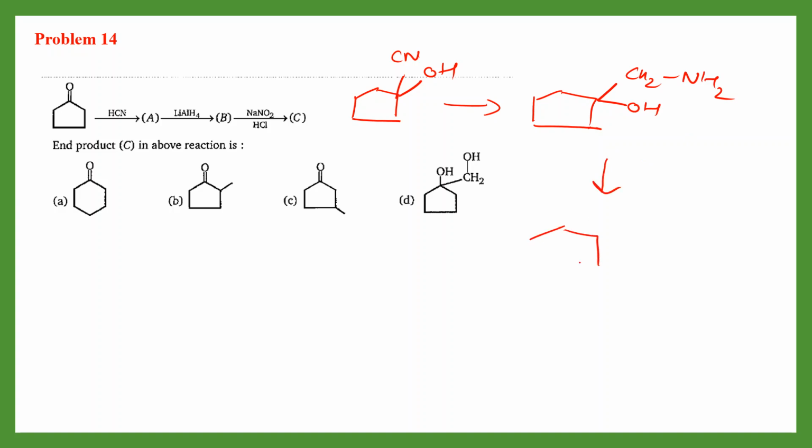On NaNO2 HCl, I'm going fast, students. You can tell me. If I'm going fast, I will slow down. On NaNO2 HCl, what will it form now? Tell me. Diazonium. Diazonium means leaving group. Now, which type of reaction has formed?